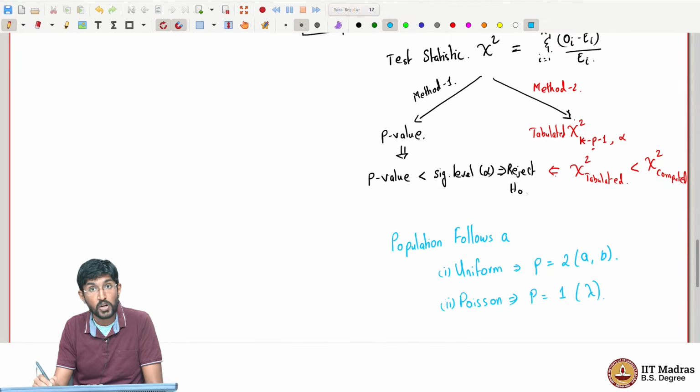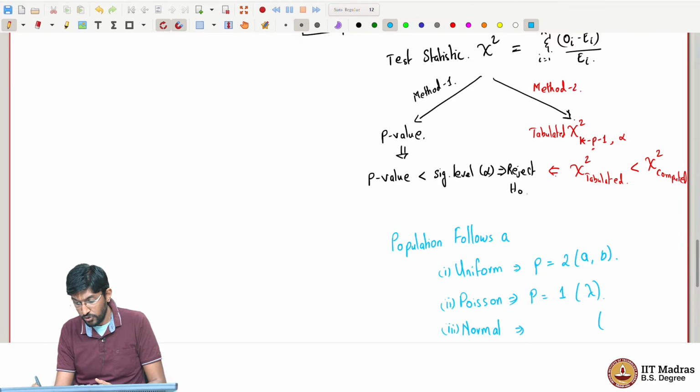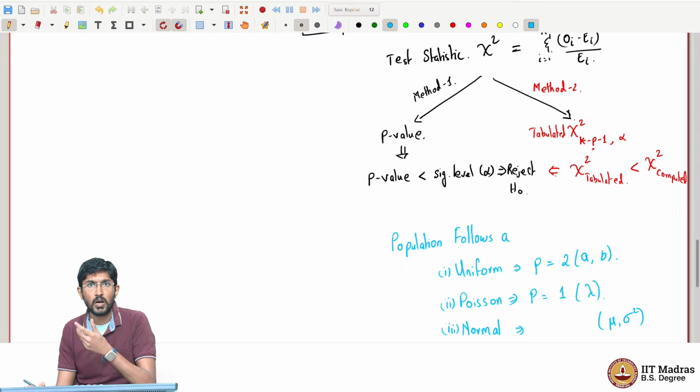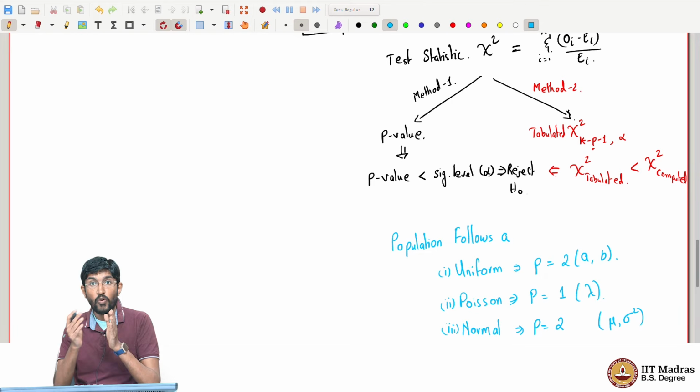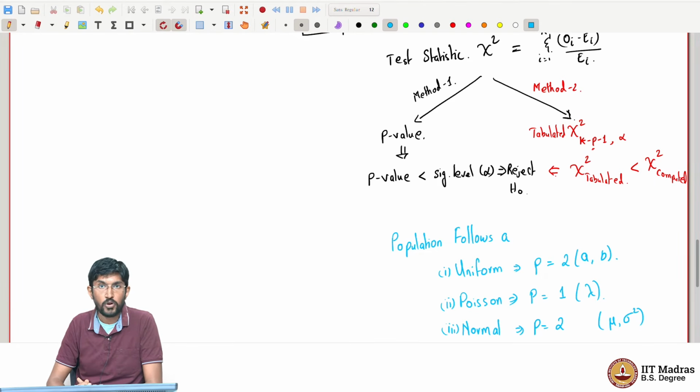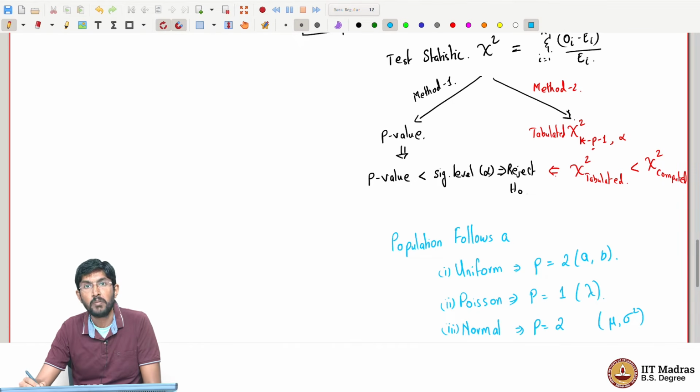So, the number of parameters that you are going to compute will vary from distribution to distribution. Let us say we take a third one, which we are not going to demonstrate, but which is very common, which is the normal. For a normal distribution, you need the mu and the sigma values, or the sigma squared variance, right? So, in this case, p is going to be equal to 2. So, for every distribution that you are going to fit, you must know the number of parameters that you need to compute, and since you are going to compute them using the sample, that many degrees of freedom will be reduced from your chi-squared test.